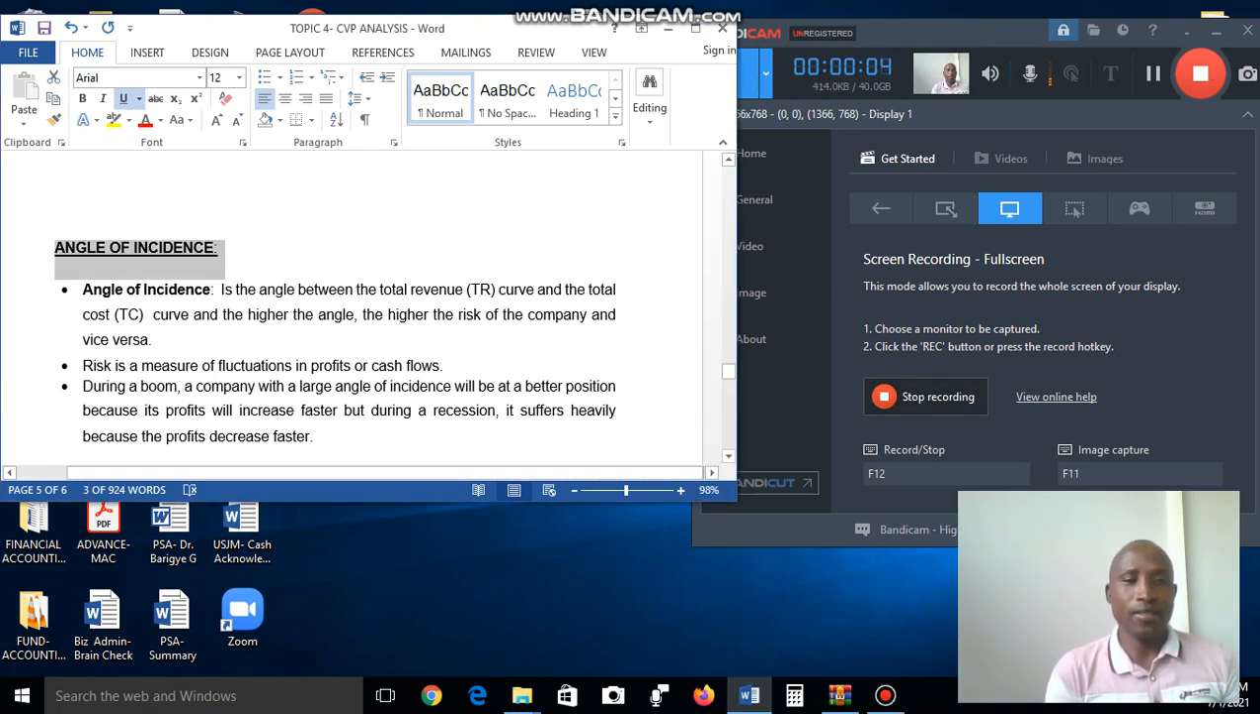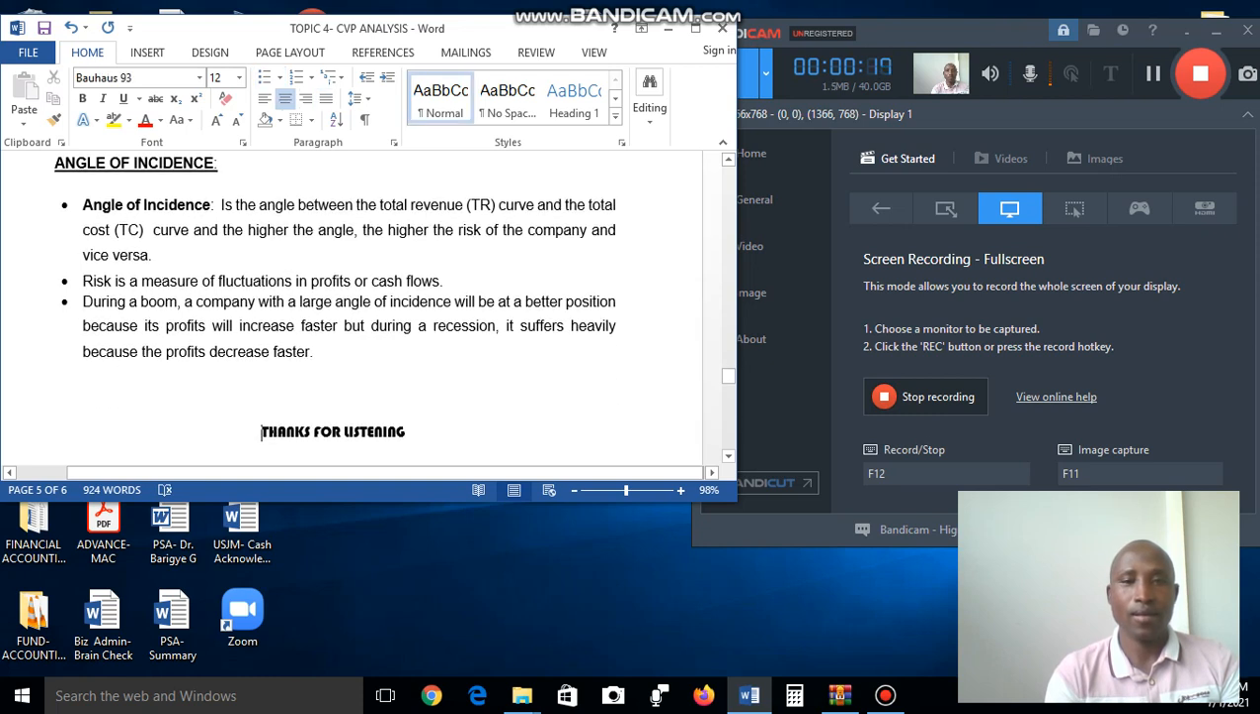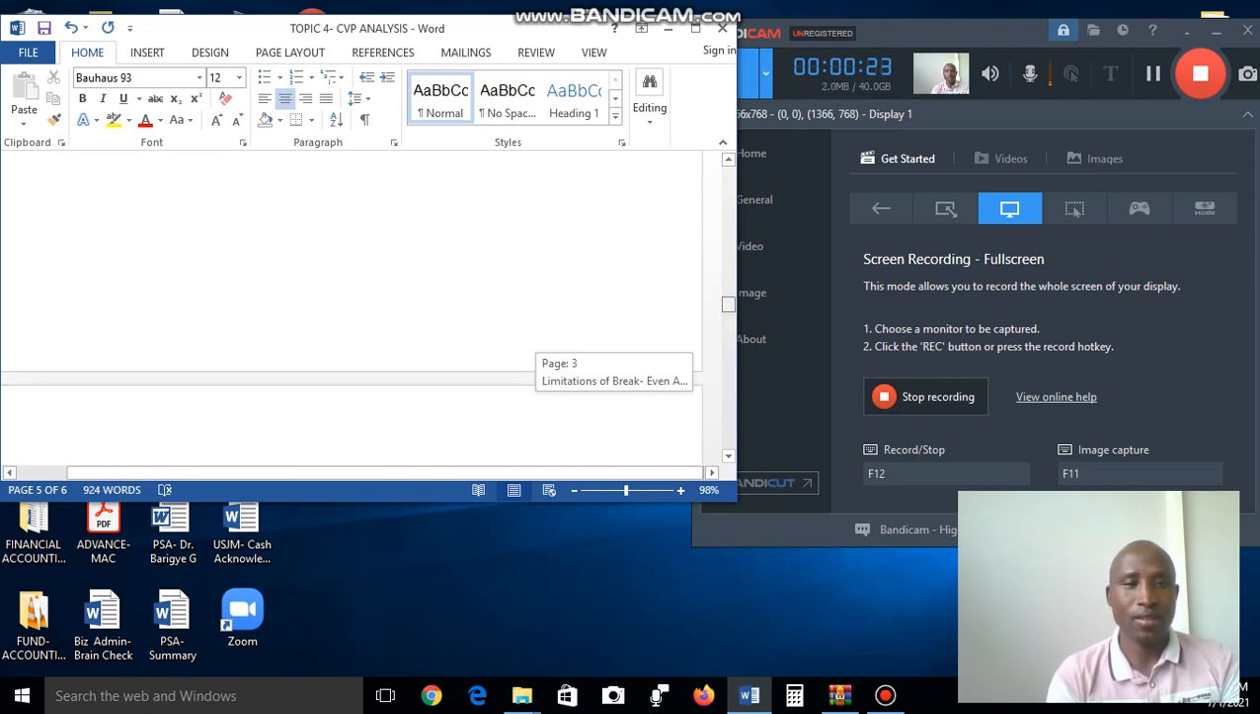The angle of incidence here is the angle between the total revenue curve and the total cost curve. And the higher the angle, the higher the risk. So what is that very angle of incidence?